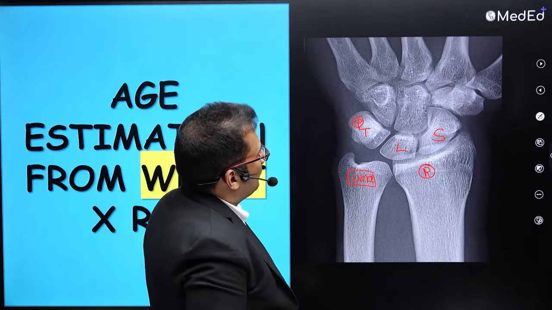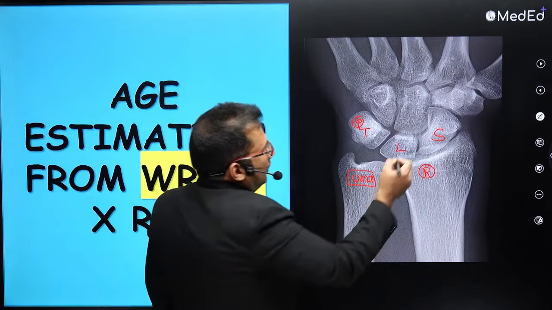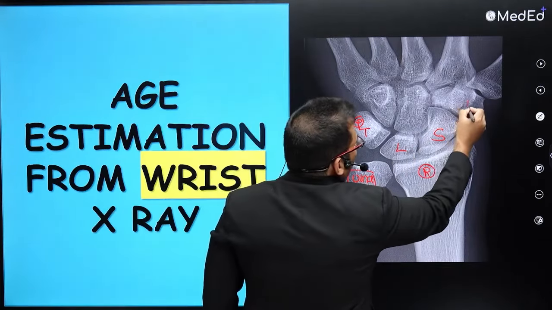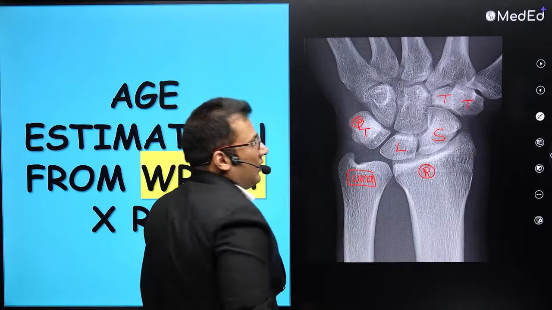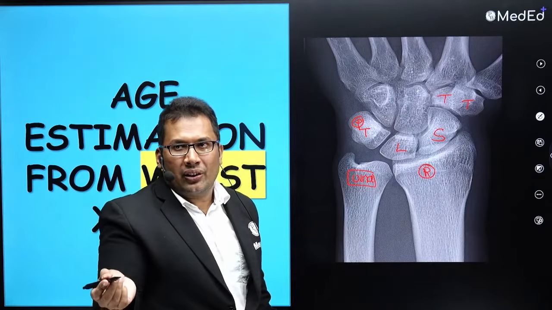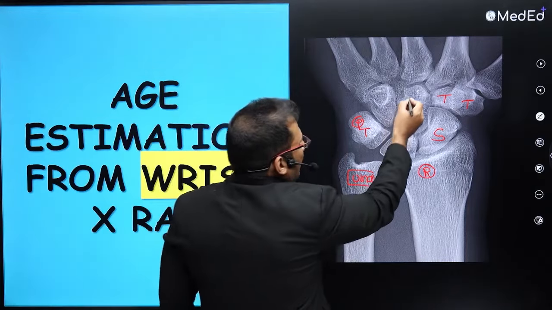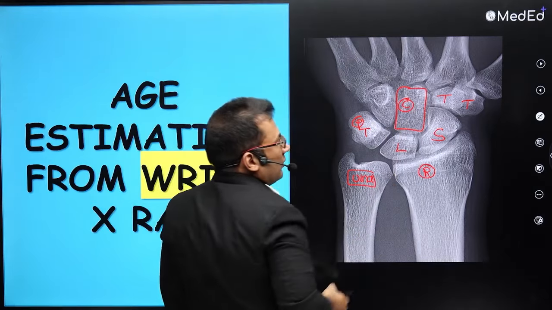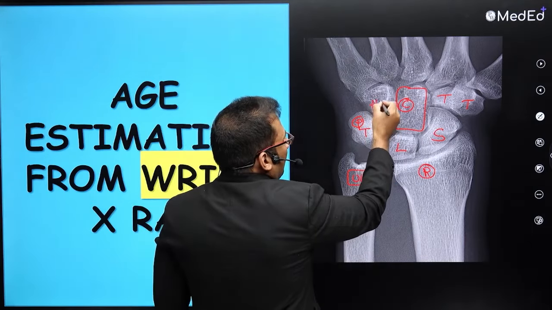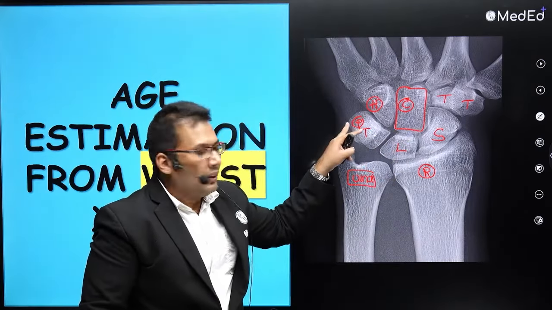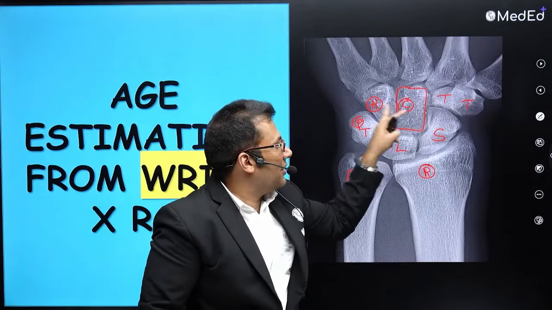Then "try to catch her": T T. What is TT? That is trapezium and trapezoid. You can see the largest carpal bone, this is capitate, and this is hamate. So, clear now? "She looks too pretty. Try to catch her."